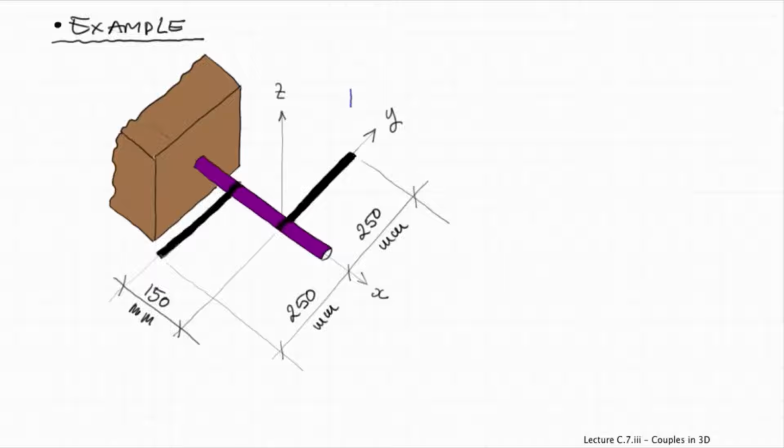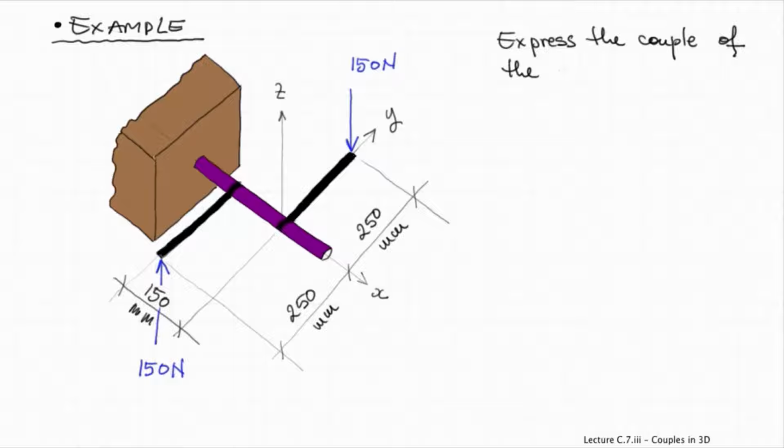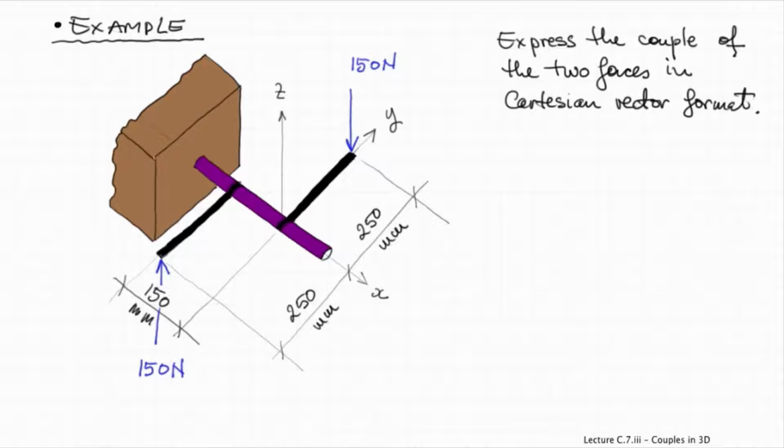Also at the end of the levers there are two forces having a magnitude of 100 newtons each. They are both parallel to the z-axis. One acts in the negative direction of z and the other one acts in the positive direction of z. The question asks to express the couple of the forces in Cartesian vector format. In other words, we need to calculate the moment and express that as a determinant.